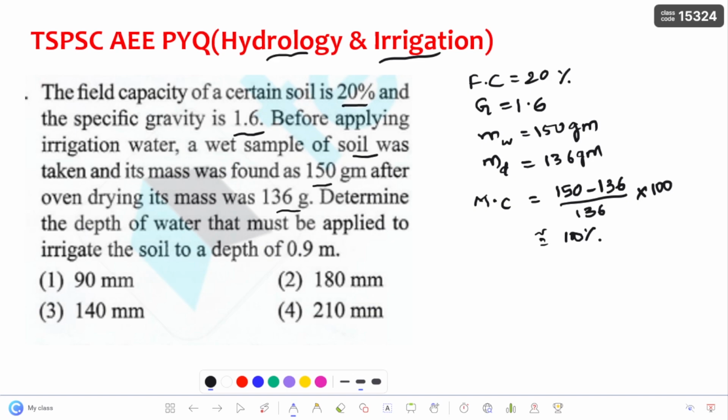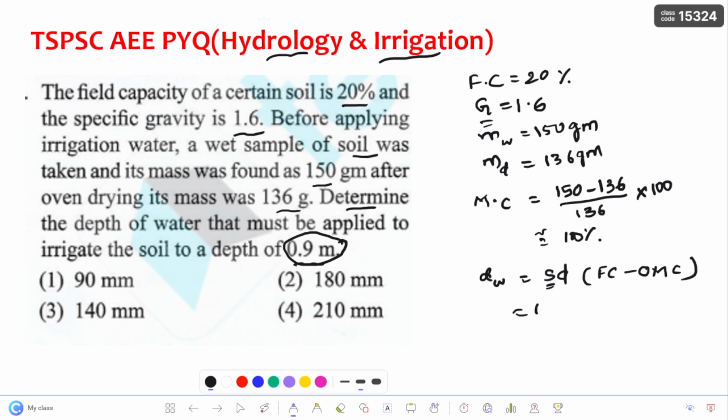Next, what the question is asking is, determine the depth of water that must be applied to irrigate the soil to a depth of 0.9 meter. He is asking the depth of water required. We all know that depth of water which is required, dW, is equal to S D into (field capacity minus optimum moisture content), where S is nothing but specific gravity, here I wrote G, whatever it may be, and D is the depth of root zone. Here depth of root zone is given as 0.9 meters.